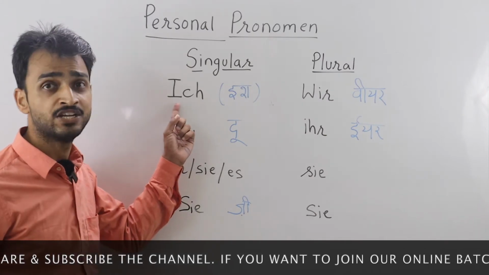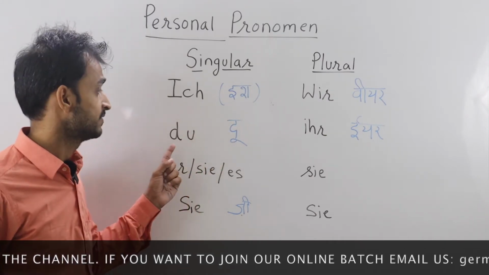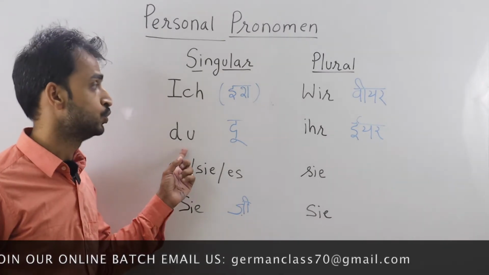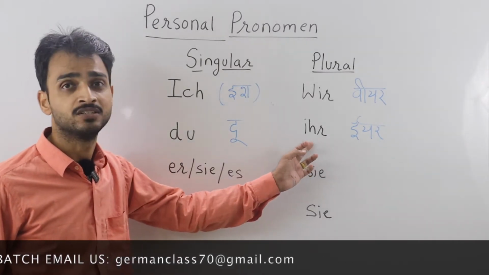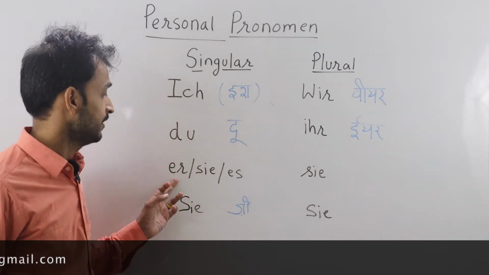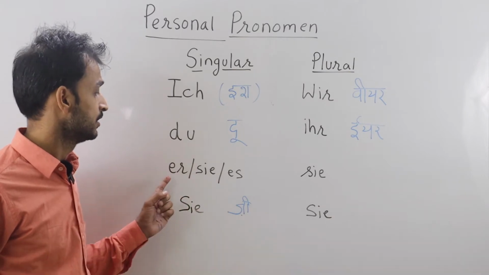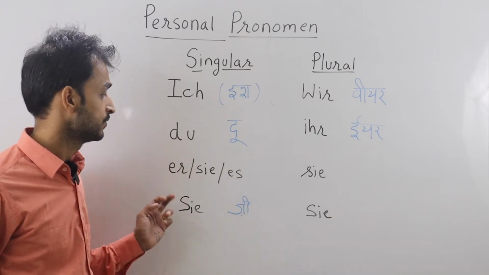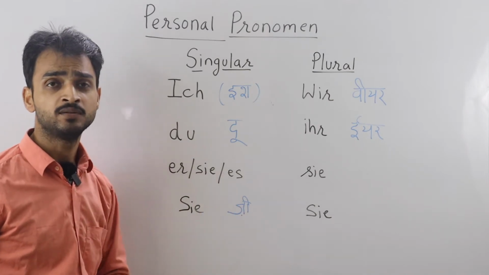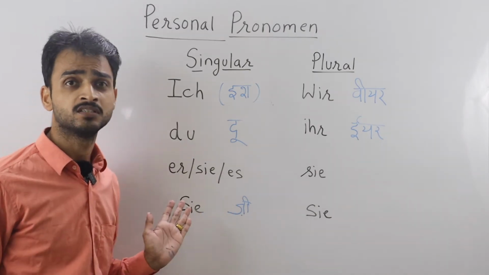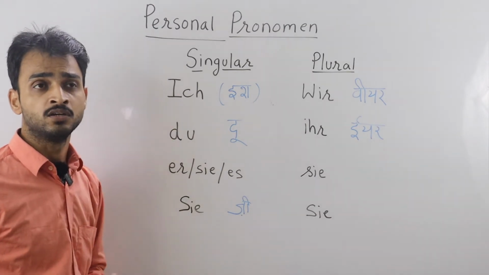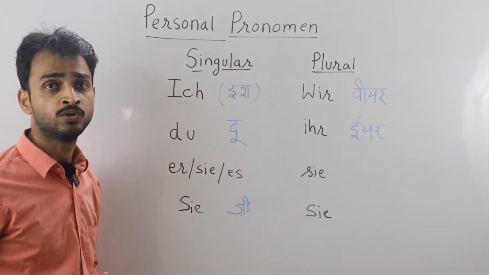So first person ich means I. Second person du. Du means you. And the plural is ihr. Ihr, plural of du. Er, sie, es. He, she, it. Any name, any boy or a girl comes under this singular category. If I say Rohan is learning German.